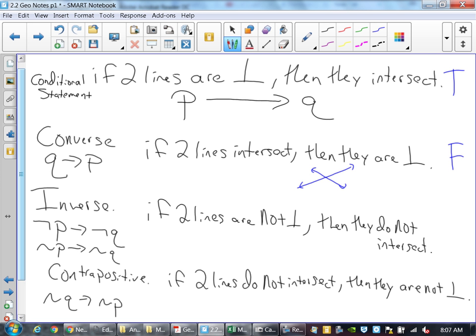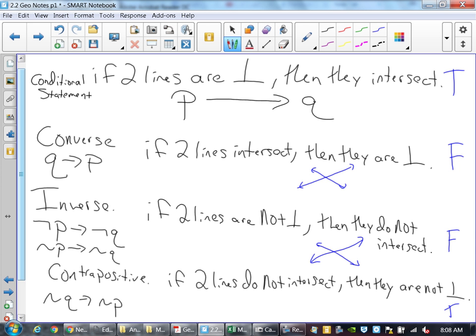If two lines are not perpendicular, then they do not intersect. Is that true or false? That's also false. What do you think your counterexample could be? Exactly. A lot of times the counterexample that you use, you might be able to use more than once. And then lastly, if two lines do not intersect, then they are not perpendicular. That's true. Very good.